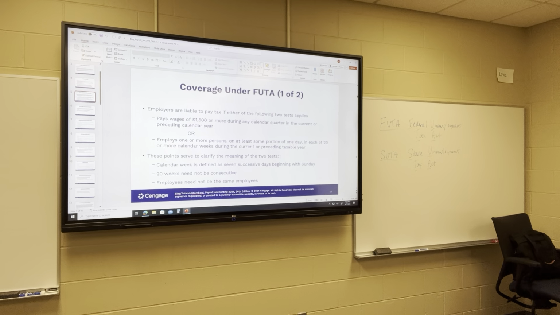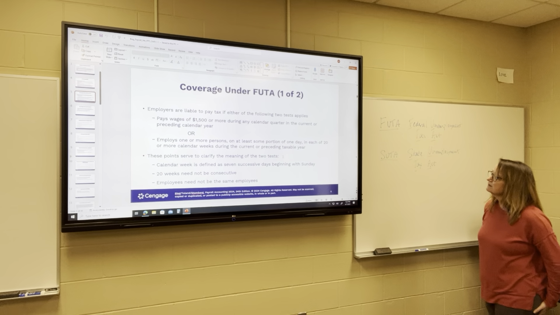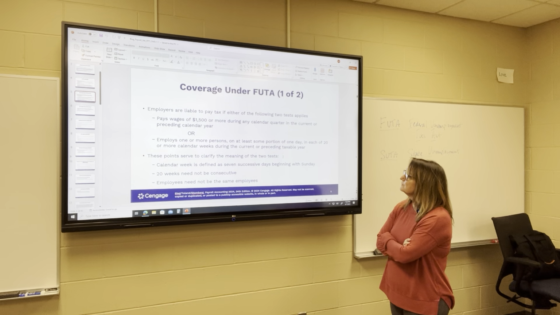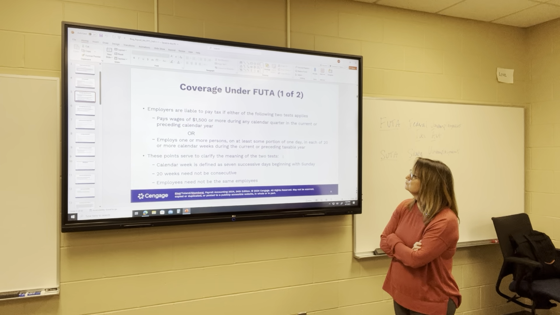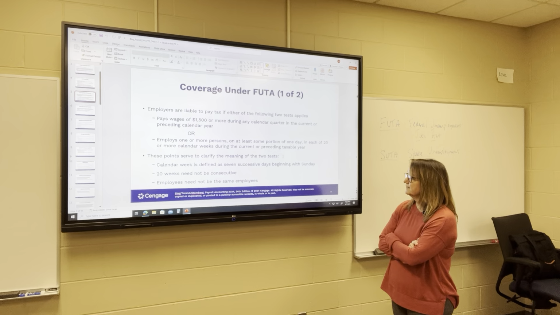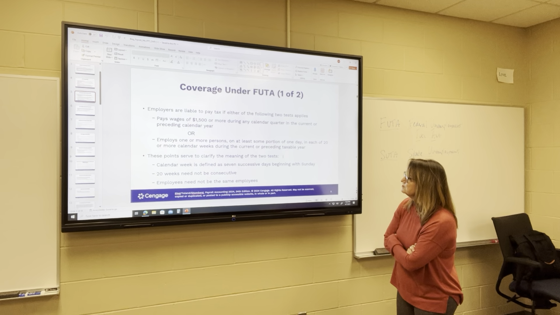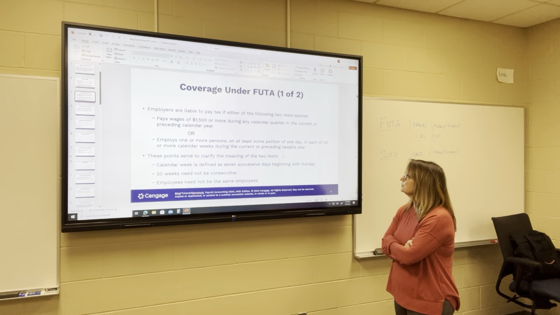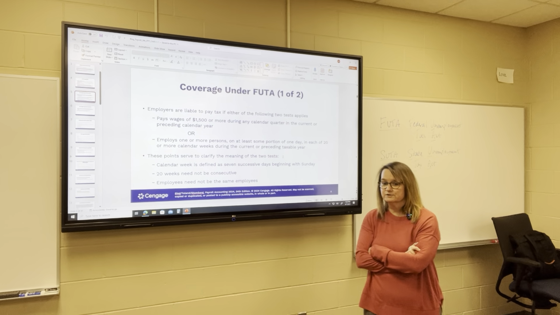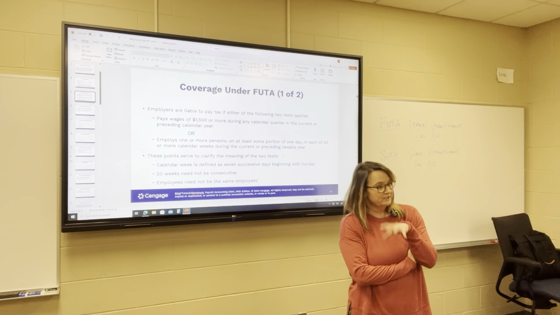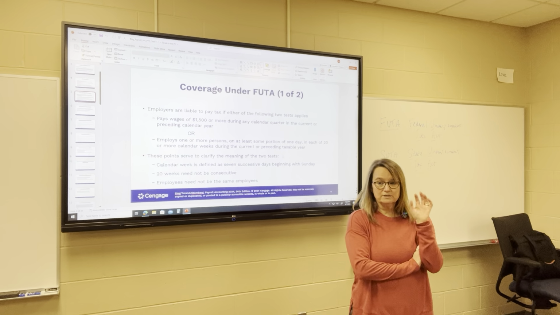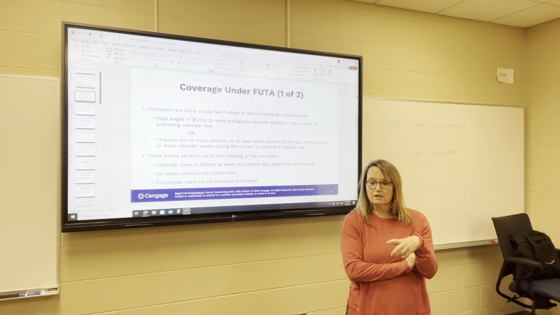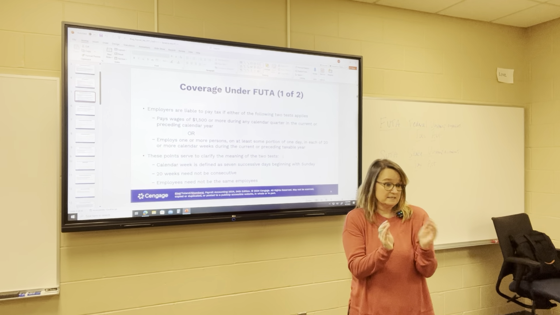All right, so when do employers have to pay FUTA tax? And again, we're going to start with FUTA tax. They're liable if either of the two tests apply. First test is they pay wages of $1,500 or more during any calendar quarter in the current or preceding calendar year. So they'd look at 2025 and 2024. And did they pay wages of at least $1,500 in any quarter during that time?